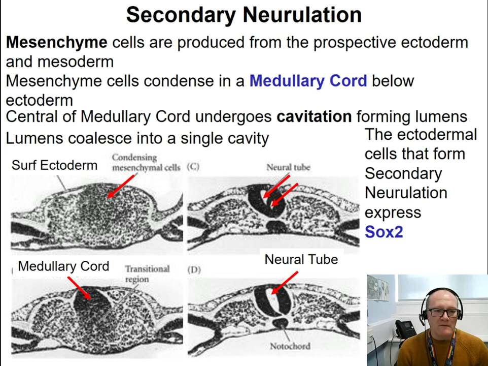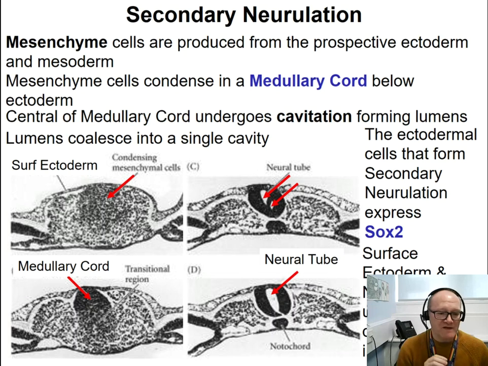Notice that the ectodermal cells that form secondary neurulation express a high level of SOX2, and also the surface ectoderm and the neural ectoderm in secondary neurulation are completely uncoupled. They develop independently. They don't interact with each other. This is different compared to primary neurulation. In primary neurulation, the two groups of cells were actually attached to each other, and they need to detach from each other during the process of neurulation.